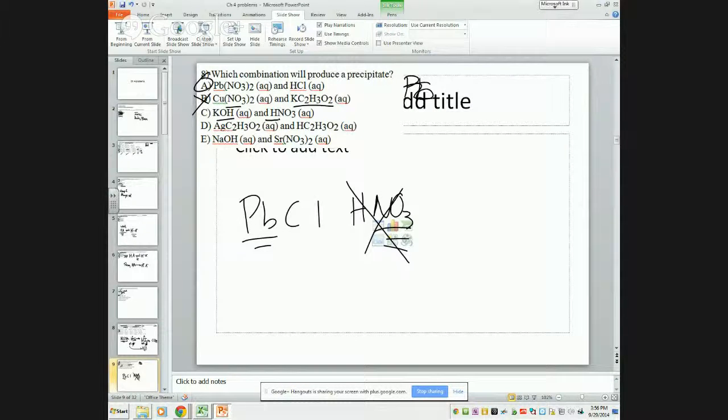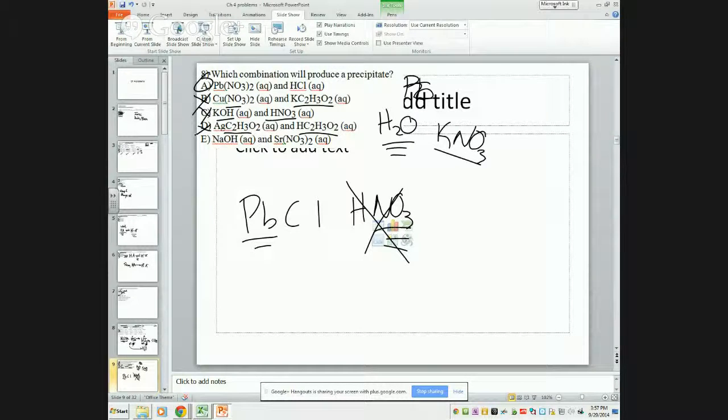KOH and HNO3 is going to give me water and potassium nitrate. All right, this isn't going to be a precipitate because it's water. It's not a solid. And this is soluble, so that's not going to be a precipitate either. Take a look at choice D. And again, it's 2 acetate ions, so even if you switch partners, you end up with the exact same thing. You're going to have no reaction there.